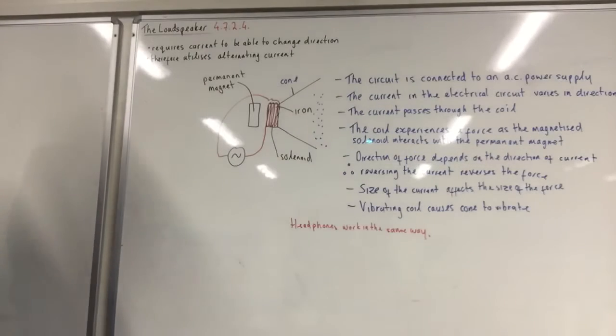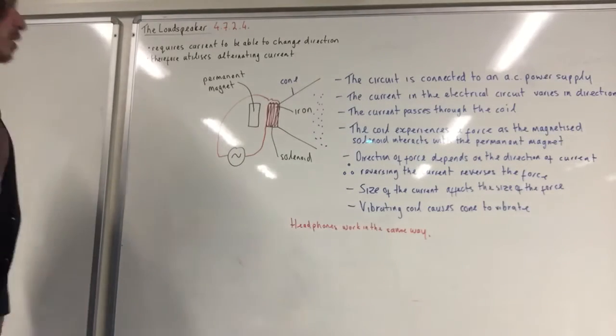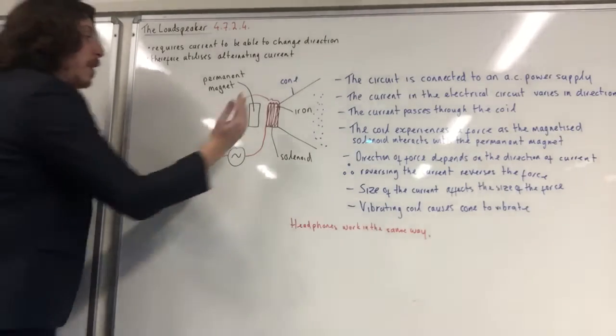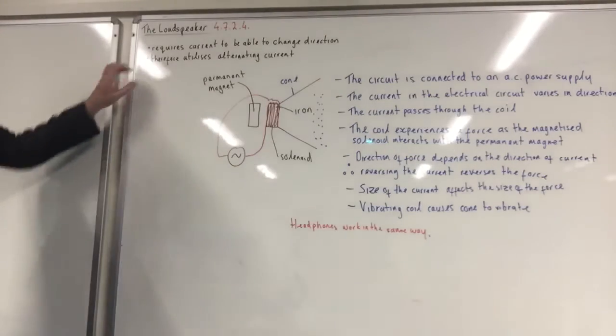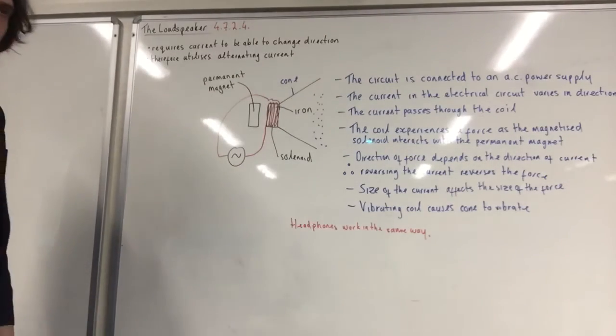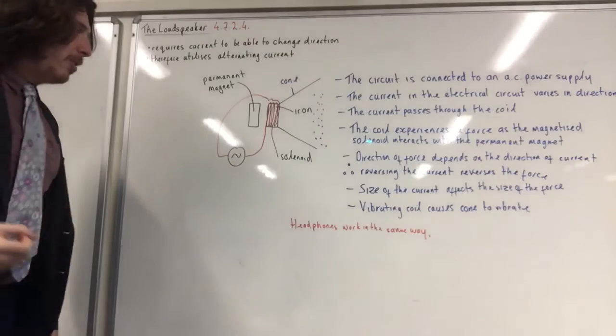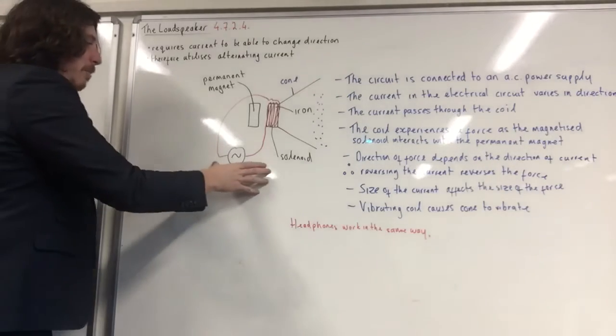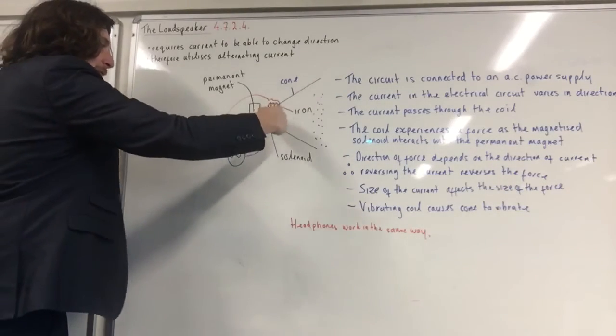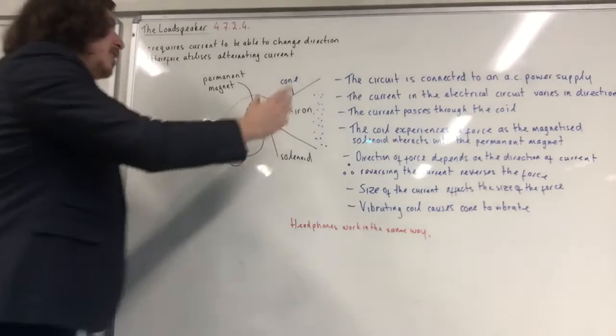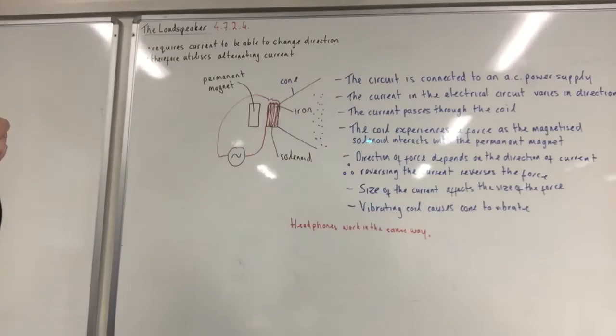So let's summarise this. A loudspeaker requires current to be able to change direction so these vibrations can occur. Therefore, it needs to utilise alternating current because the electrons can move in a positive direction and in a negative direction too. Going through step by step, this circuit, where we've got the red wire wrapped around as a solenoid, is connected to an alternating current power supply.